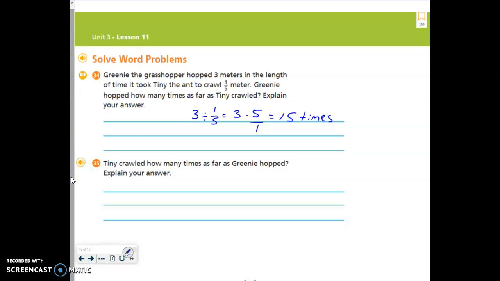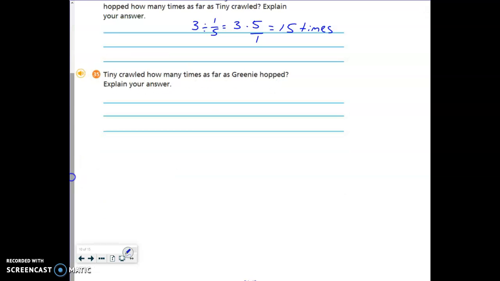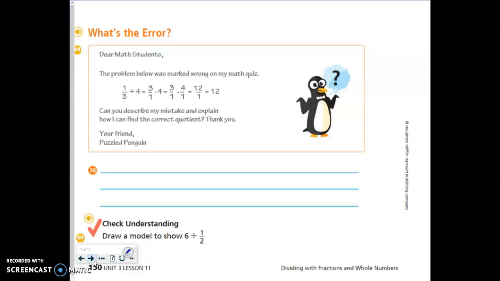All right. And the puzzle penguin problem. Oops. Got to switch this here. Again, puzzle penguin struggling with his math. Says the problem below was marked wrong on my math quiz. So he's got 1/3 divided by 4 is the same thing as 3 over 1 times 4. 3 over 1 times 4 over 1 gets me to 12 over 1 for an answer of 12. Can you describe my mistake and explain how I can find the correct quotient?